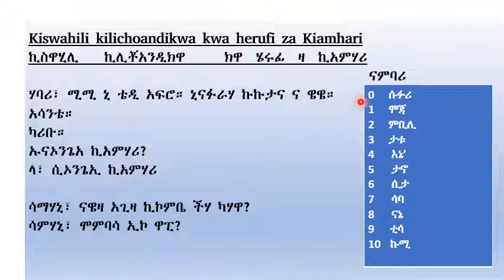Interesting. Nambari. 0, 1, 2, 3, 4, 5, 6, 7, 8, 9, 10. I can write Swahili in Amharic.